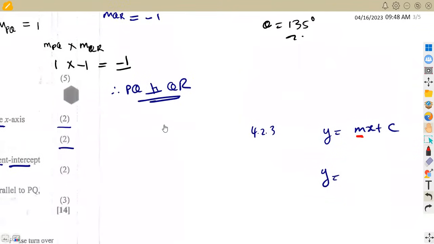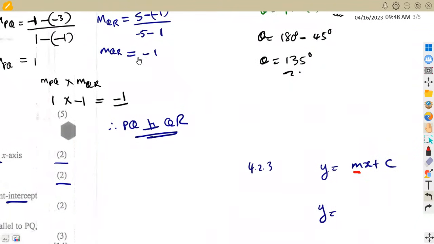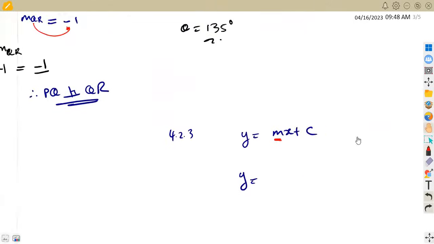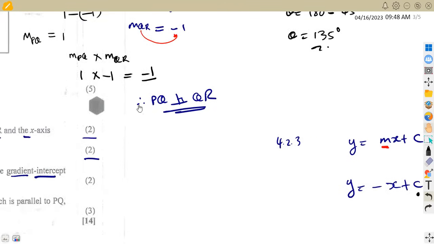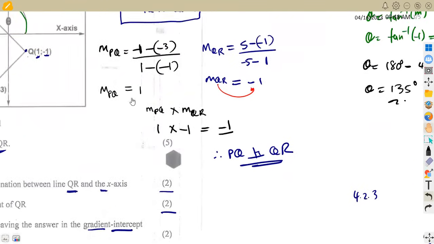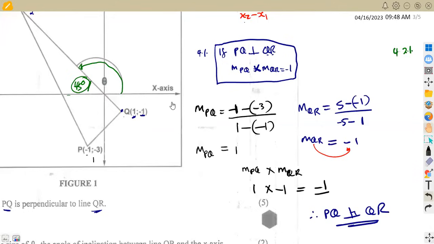We calculated here the gradient of QR, which is -1. So we are just going to substitute our gradient of -1, the one that we calculated before. So this is going to be y = -1x, which is -x + c. What does c represent? c is the y-intercept, which is the value that you can determine by substituting any of the points which lie on line QR.